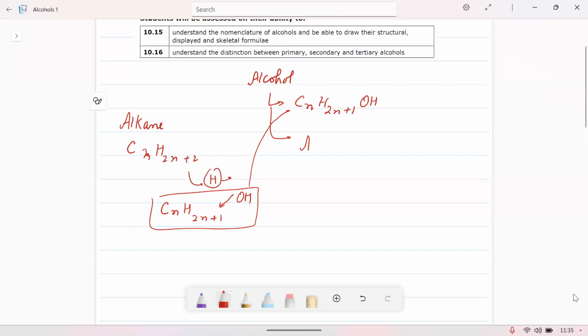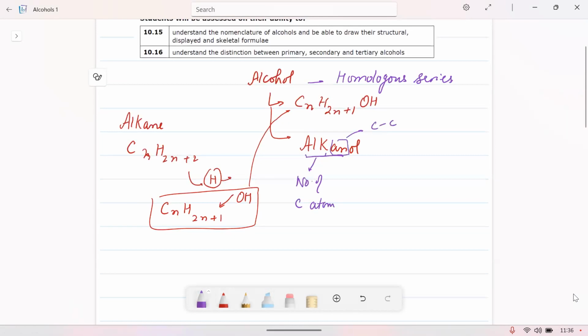They belong to the family of, or they are named as, alkanol. And the word alcohol is a name of a homologous series. So they are named as alkanol, where alk represents the number of carbon atoms, an represents the carbon-carbon single bond, and the ol represents the functional group.